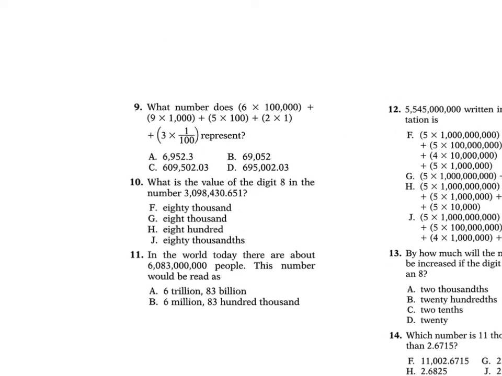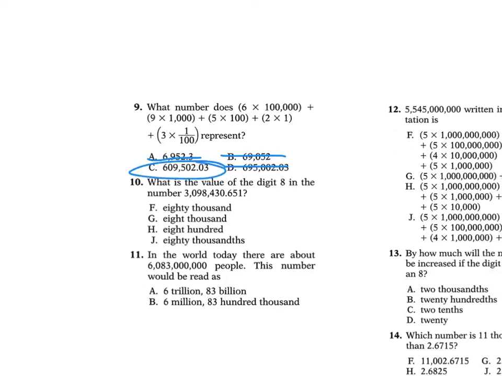Right, next page. What number does 6 times 100,000 plus 9 times 1,000 plus 5 times 100 plus 2 times 1 plus 3 times 1/100 represent? So our 6 needs to be in the 100,000ths place. So we can cross out A and we can cross out B. And then we have 9 in the 1,000ths place, so we can cross out D. So our answer is C.